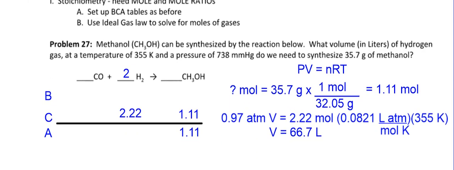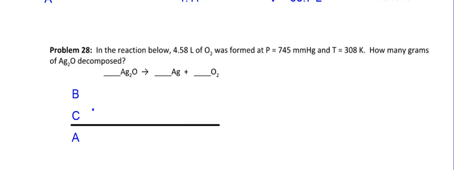So let's look at problem number 28. In problem number 28, it says in the reaction below, 4.58 liters of oxygen is formed, where you're given pressure, you have liters, you have temperature. How many grams of silver oxide are decomposed? So once again, what's given?